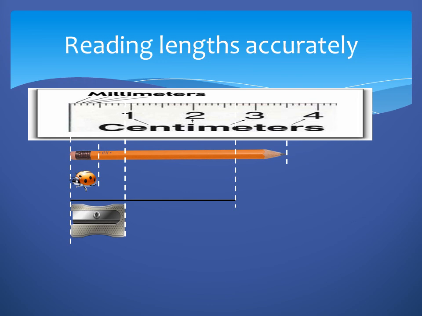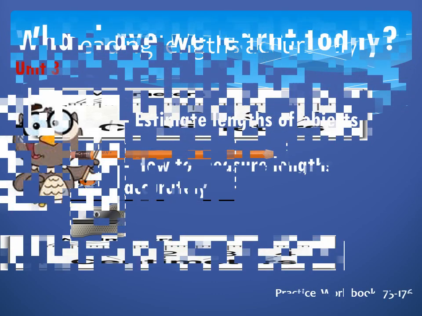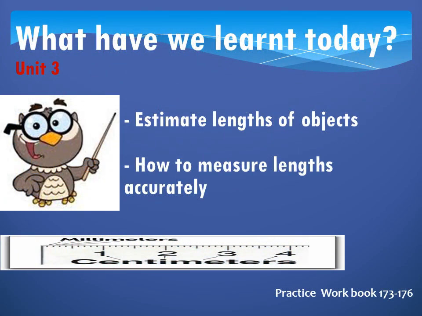I hope we understood that clearly. Now, what did we learn today? How to estimate length of objects. It was really interesting to do that. And also how to measure length accurately. That's when you have centimeter and millimeter together. How do you measure it? You need to be able to count the lines in between and do an accurate measurement.